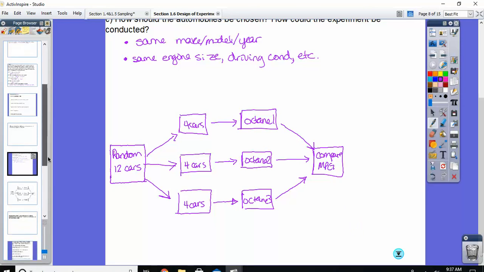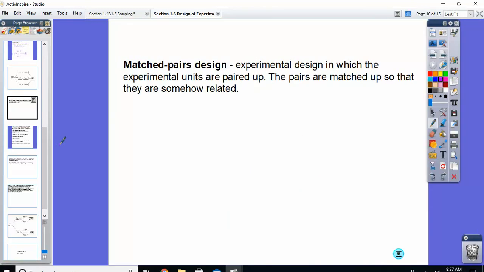The next type of experiment that we might see is a matched pairs design. So in this scenario, you pair up your experimental units or your subjects so that they're somehow related. It might be a before and after. I want to see if this new exercise program has an impact on your BMI. So I take your BMI before and after the experiment. That's matched pairs. I pair that data up.